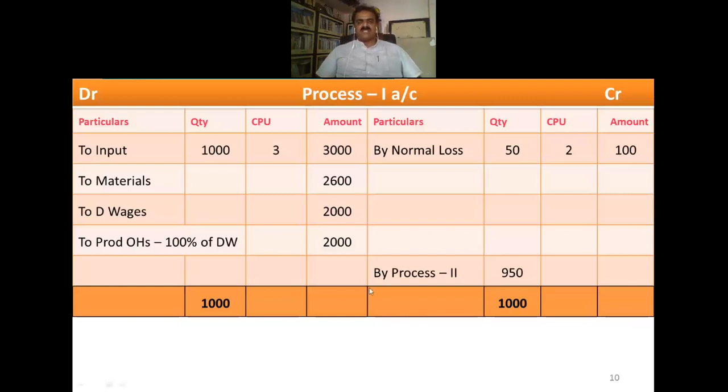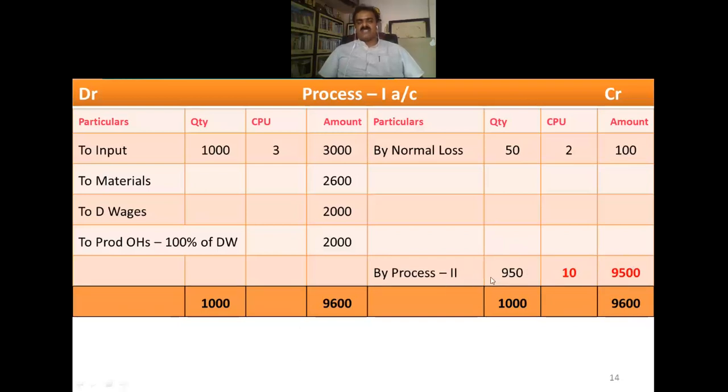Now under that circumstance, as far as the amount is concerned, the debit side is higher. Debit side amount comes to 9600. Take the same 9600 on the credit side, and that will be the balancing figure for output, that is for 950 units. So the amount is 9500. This 9500 rupees is for 950 units, therefore per unit comes to 10 rupees. So this is the process 1 account. The output of the first process, that is 950 units at the rate of 10 rupees, 9500, is to be transferred to the second process.